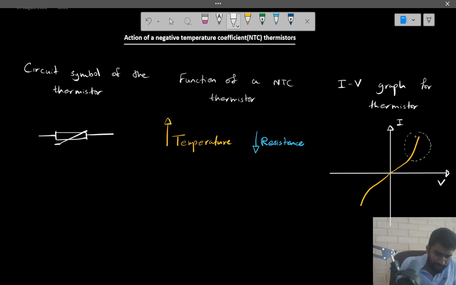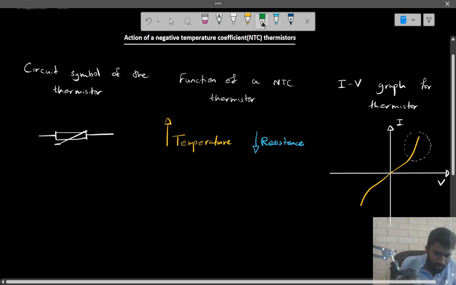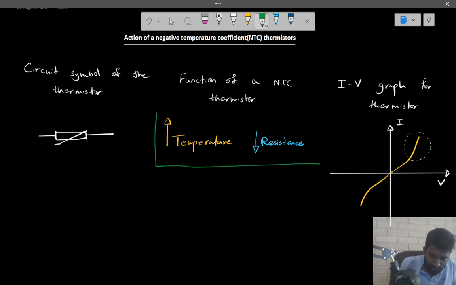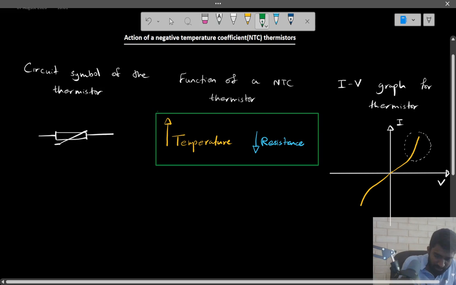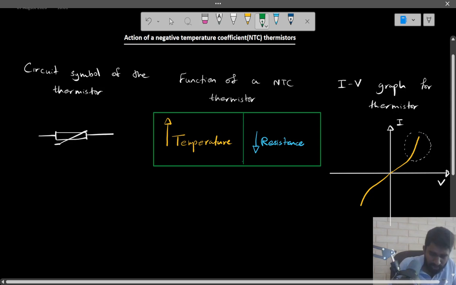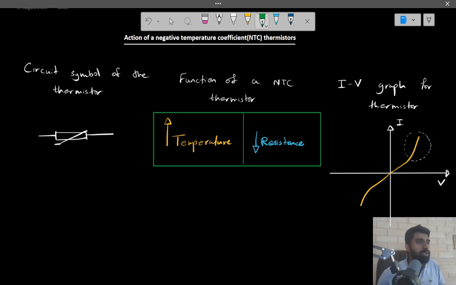So I'm again telling you, to understand a thermistor, you must know the function of a NTC thermistor. When the temperature increases, the resistance decreases. This is what you must understand about thermistors.